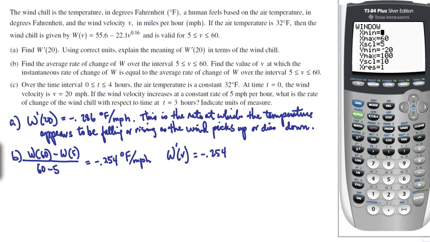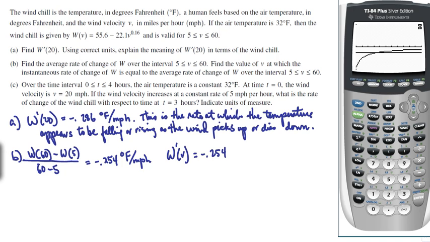So I go to window, I'm going to leave the v values still going from 5 to 60, and I'm going to change the y values to go from, let's try negative 1 to positive 1 by ones, and see if that makes any difference there. Alright, so I can actually see the function showing up there. And I'm looking for where this is equal to negative 0.254, and the easiest way to do that is to go in and add a third function down, and that would be negative 0.254, and look for where those graphs intersect.